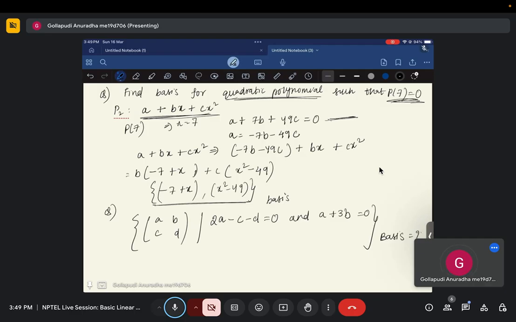Ma'am, for the previous same question, if P of 4 is equal to 0, then can we say the basis are minus 4 plus x, comma, x square minus 16? Yes, that will happen. Yes. Okay, thank you. Because it will be like a plus 4b plus 16c, the same thing, no? The number itself and the square, no? Yes, ma'am. In this case, thank you. So we'll be getting a similar way.